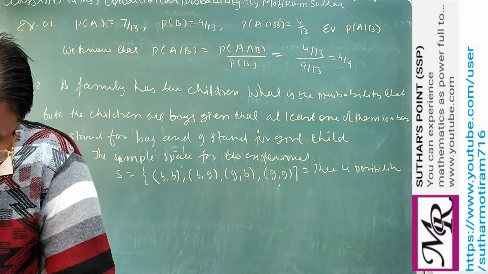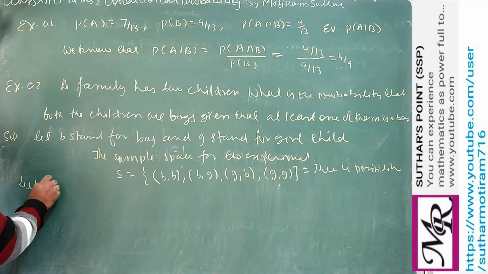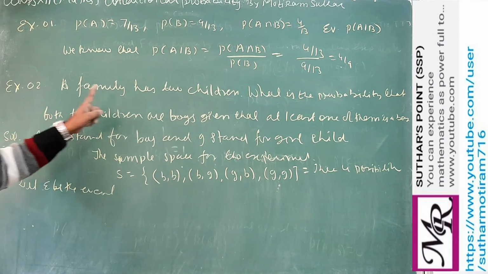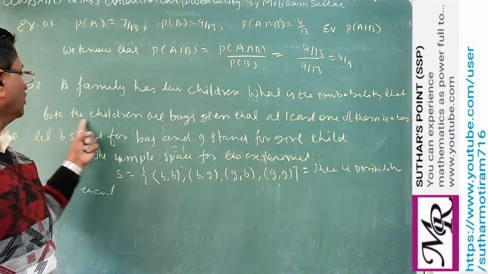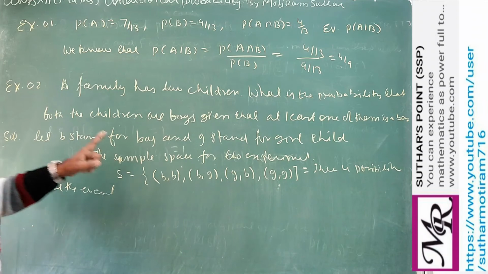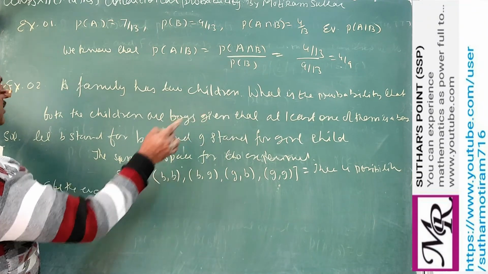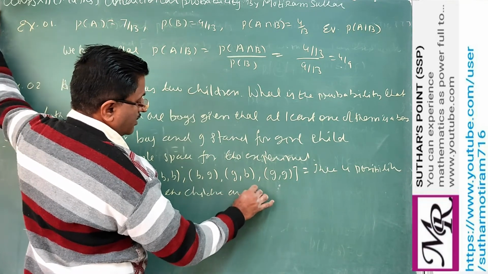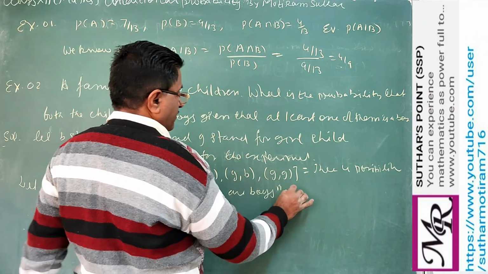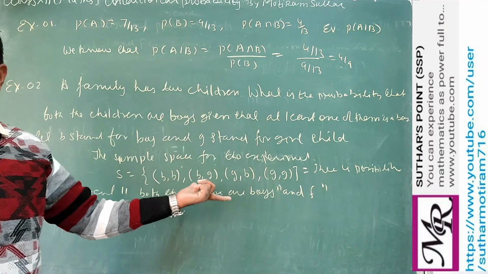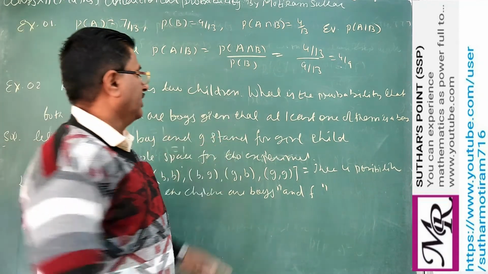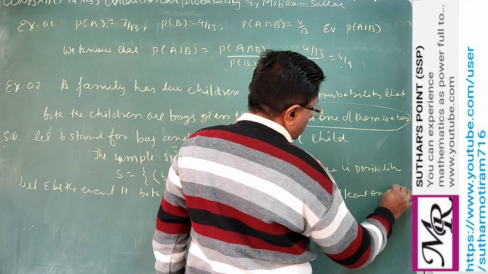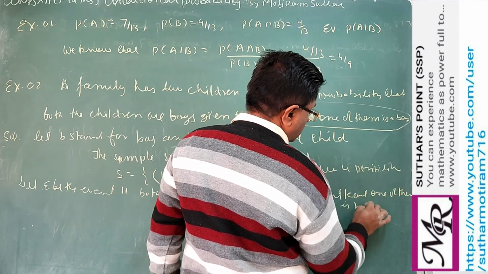Clear? Now there are two events. Let E be the event, what we want to find, that we always take as E. A family has two children. What is the probability that both the children are boys? So you have to suppose E always. So event E is: both the children are boys. And F is what has already happened, that you have to see. Given that at least one of them is a boy.